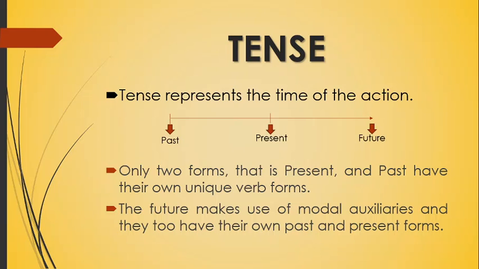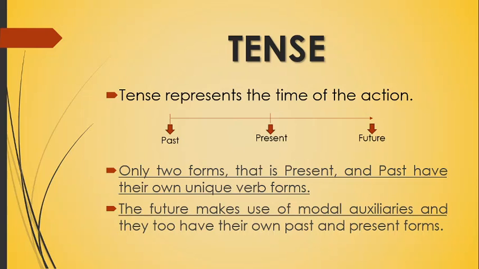Now we have to remember that only two forms, that is the present and past, have their own unique verb forms. The future makes use of modal auxiliaries and they too have their own past and present forms. So what we are trying to establish here is that the future tense has no unique verb form of its own. They make use of the present form only, and they make use of shall or will, which are modal auxiliaries, and they too have their own past and present form in should or would.